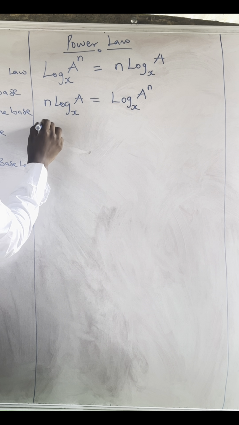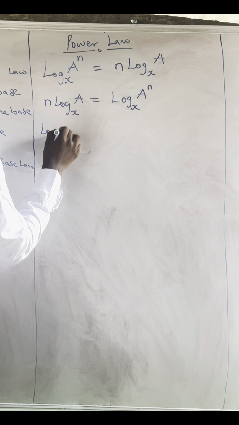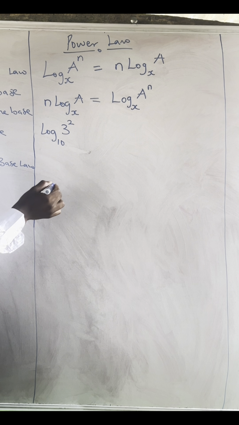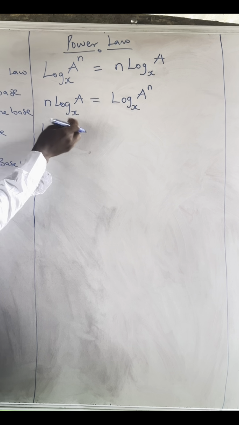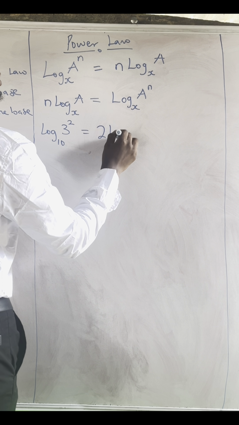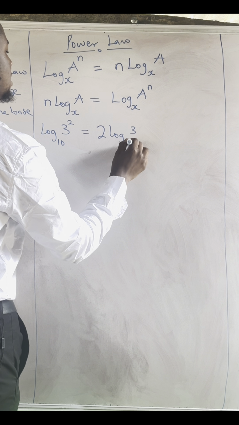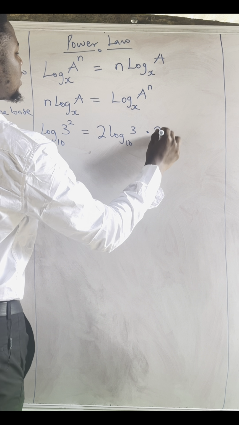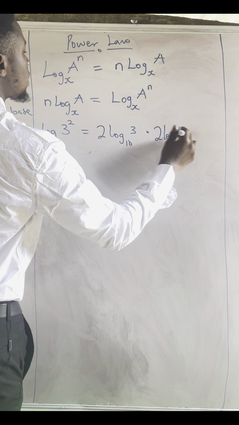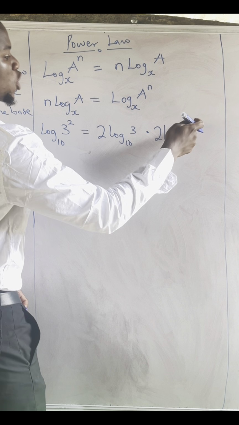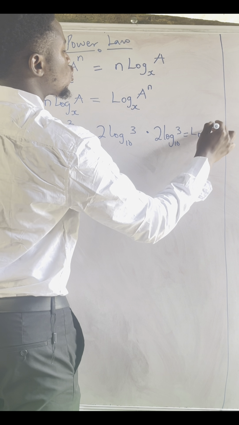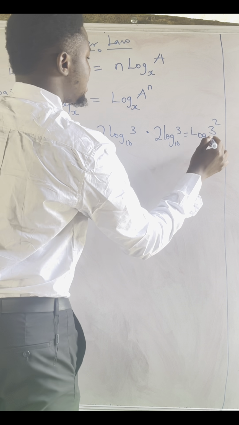So for example, let's say I have log 3 squared base 10. I can bring this power, 2, to become the coefficient: 2 log 3 base 10. Also, if I have 2 log 3 base 10, this coefficient can become the power. So it can also be written as log 3 squared base 10.